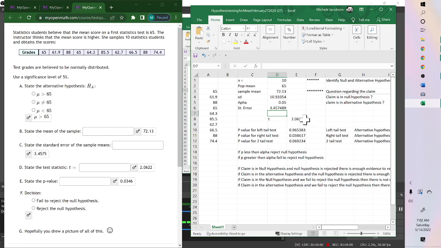Here's your test statistic. Your p-value, we were testing greater than, so that would be a right tail, 0.0346. Then you compare the p-value to alpha. 0.05 was alpha, so alpha is greater. If p is less than alpha, reject. So we reject.